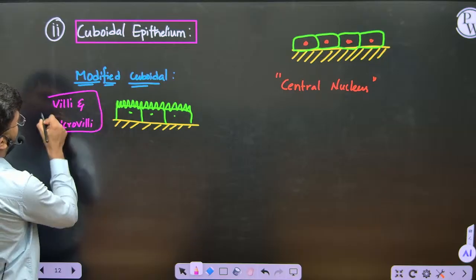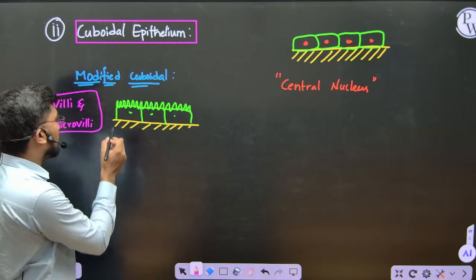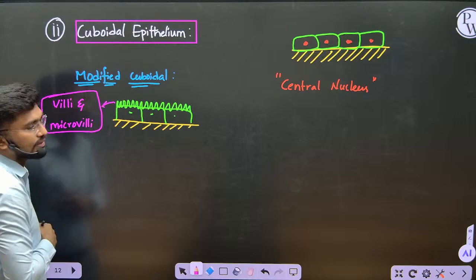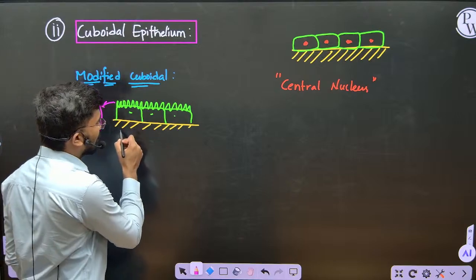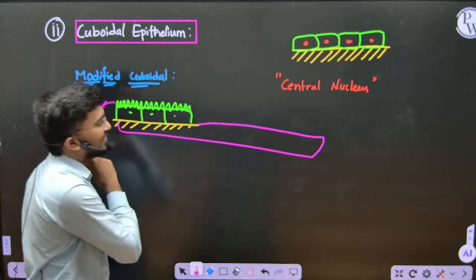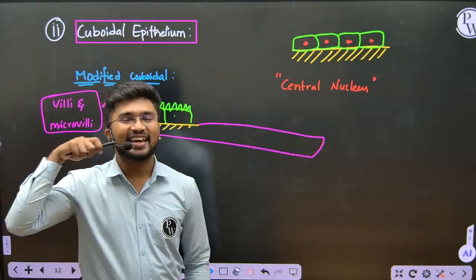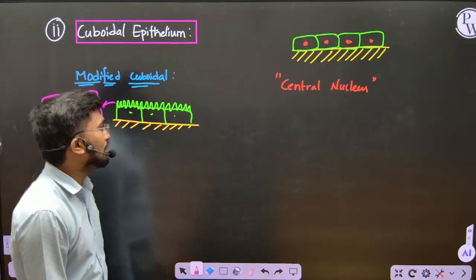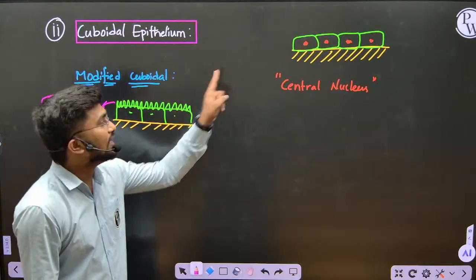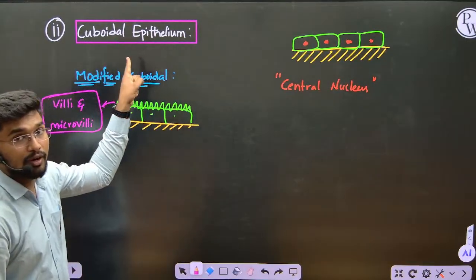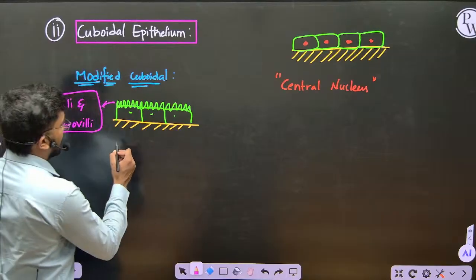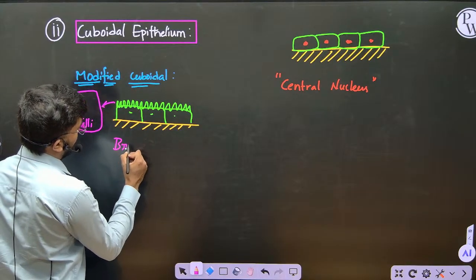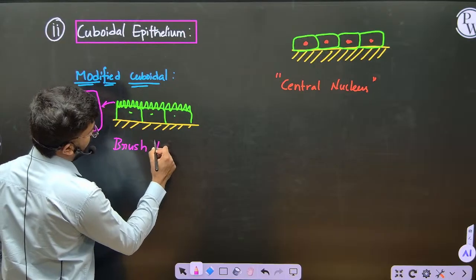Got it. So villi and microvilli are that modification. And look how it is looking, like a brush. That's why we are calling it brush bordered. Which epithelium is this? This is cuboidal epithelium. Now name it: brush bordered cuboidal epithelium.